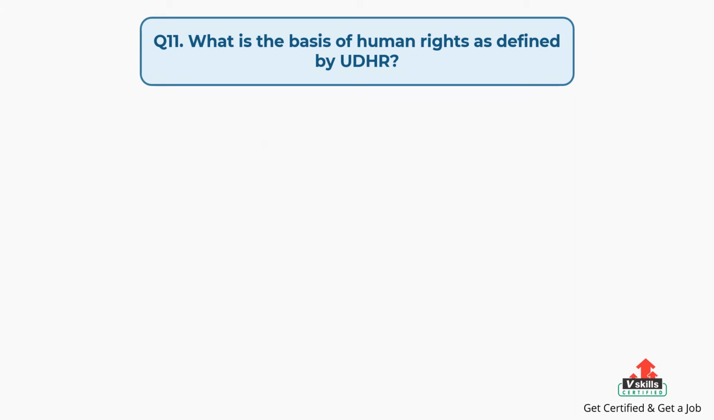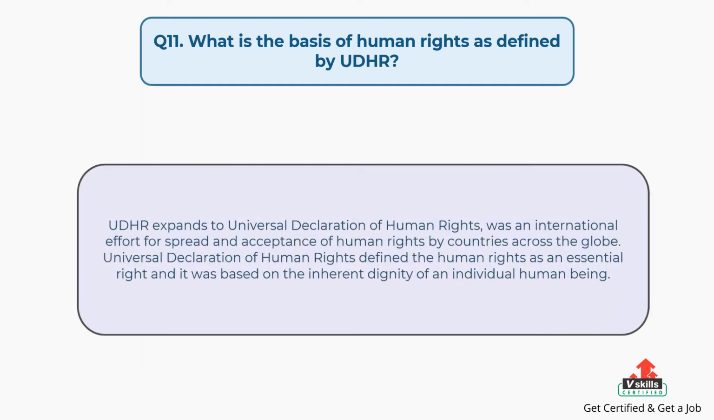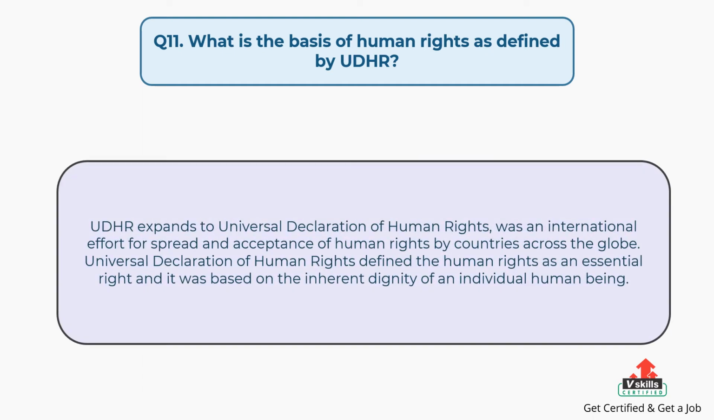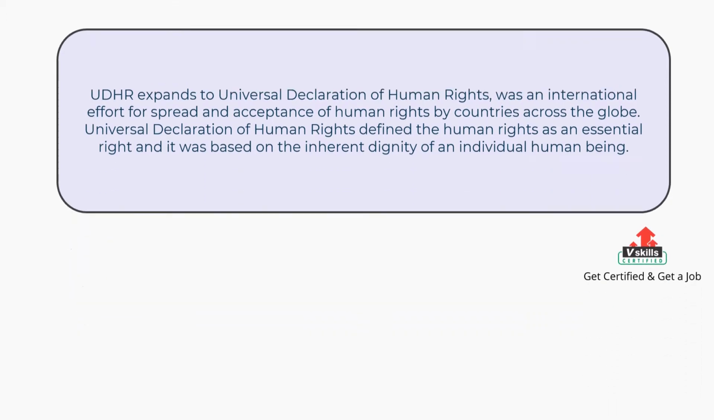Question number 11. What is the basis of human rights as defined by UDHR? The answer is: UDHR expands to the Universal Declaration of Human Rights, which was an international effort for the spread and acceptance of human rights by countries across the globe. The Universal Declaration of Human Rights defined human rights as an essential right, and it was based on the inherent dignity of an individual human being.